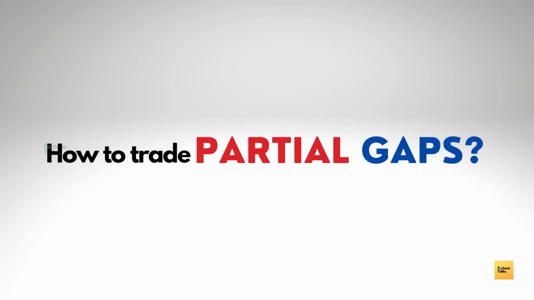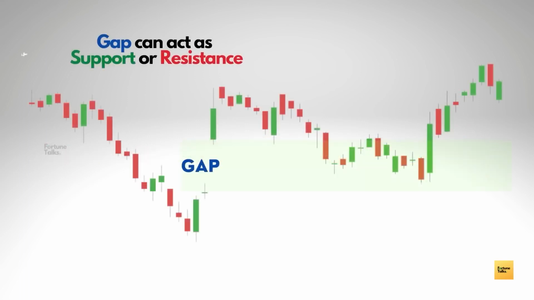Moving on, let us talk about the two partial gap trading strategies. One of the most important points that we have discussed earlier was that a gap can act as a support or resistance level. When price does move in and close the gap or fill the gap, it will often bounce away and act as an area of supply or demand.